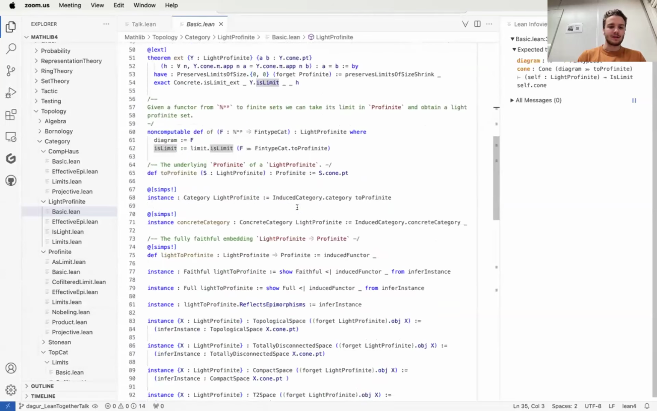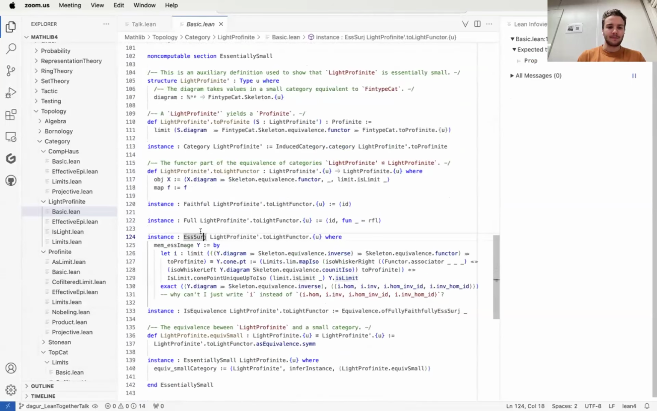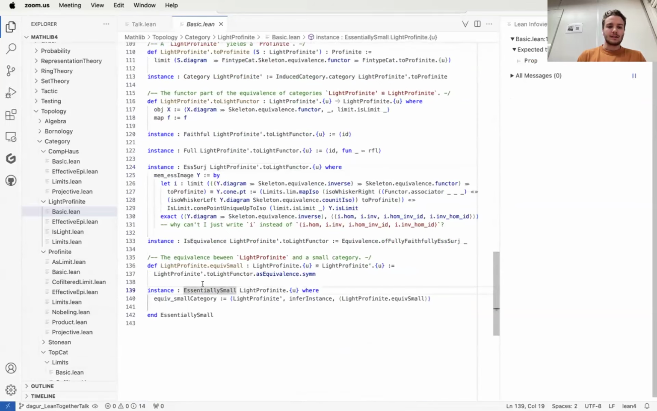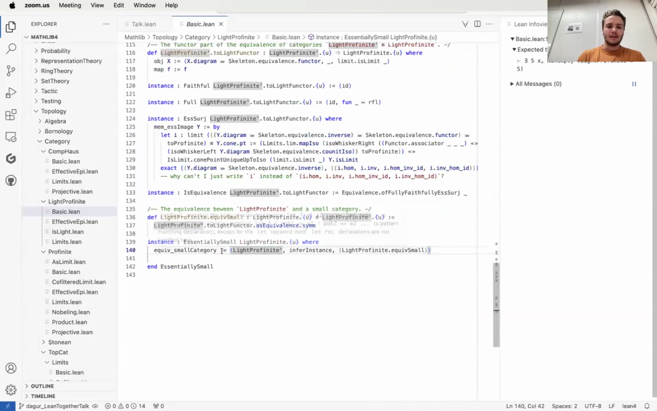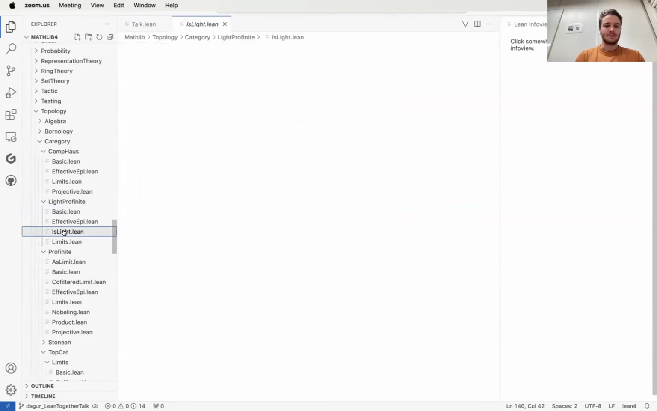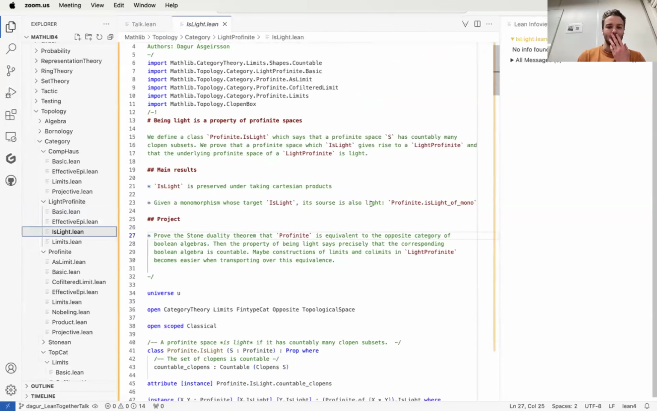Maybe first, importantly, it's essentially small, as you see here. But unfortunately, there was no API for sheafification or essentially small categories. So I'm working on developing that as well. But yeah, there was this characterization in terms of countably many clopen subsets.